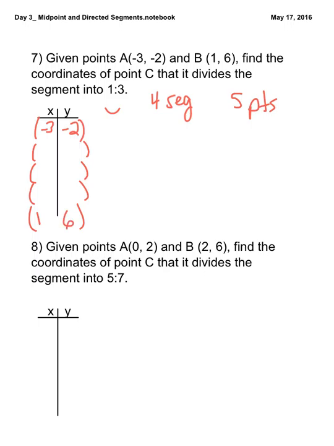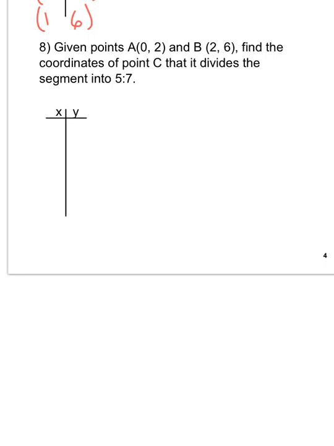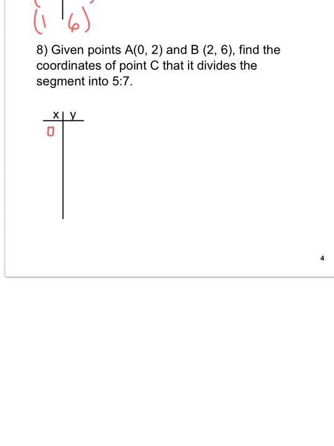Let's move down to 8 though, because that's a little different with the numbers it poses. Move this up. We have A at 0, 2. I'm going to put A here, 0, 2. And look at how many segments we need this time. We're dividing it into 5 to 7. C is going to be the 5th compared to 7. So that means actually we need a total of 12 equal segments. 12 parts. 12 equal parts.